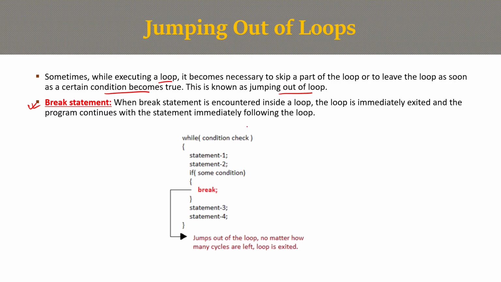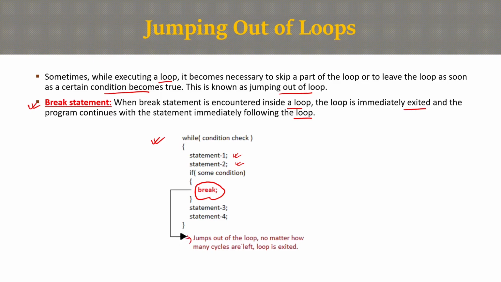When a break statement is encountered inside a loop, the loop is immediately exited and the program continues with the statement immediately following the loop. Here I have written a while loop, right? In this while loop, we check the condition, we implement some statements, and since some condition has been met, we have written this break, right? After this break, it will immediately jump out of this loop and the program will continue from this part.